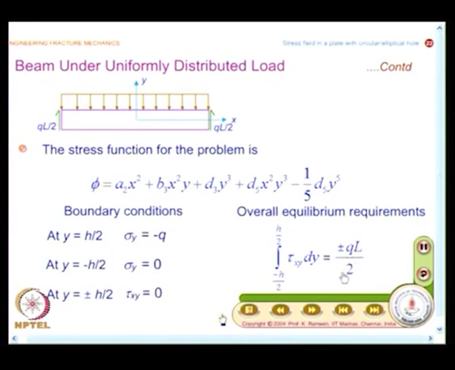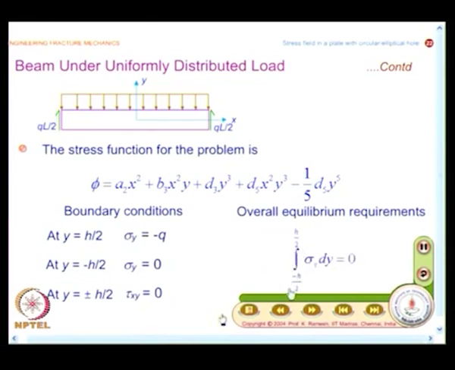I would not be able to specify individual magnitudes of tau xy like what I had done on the top face and the bottom face. I know only the integral equal to a quantity like this. And what other things do you have here? There is no force in the x direction, there is no moment, and they also appear as relevant conditions.